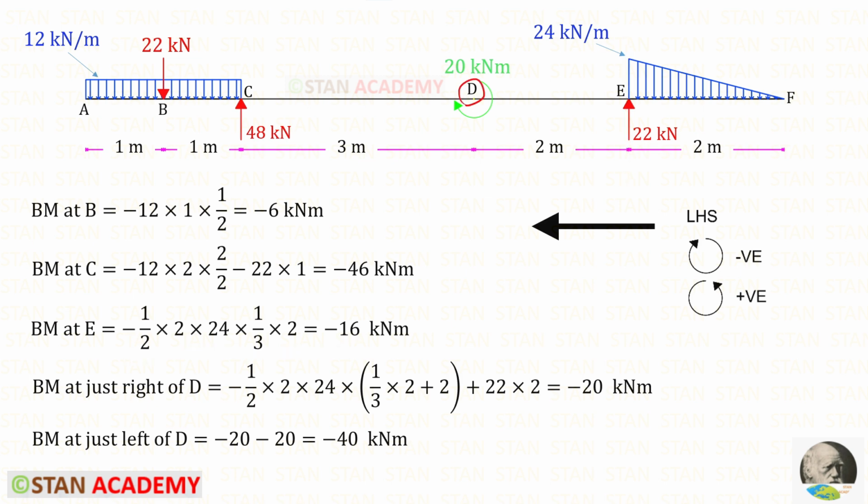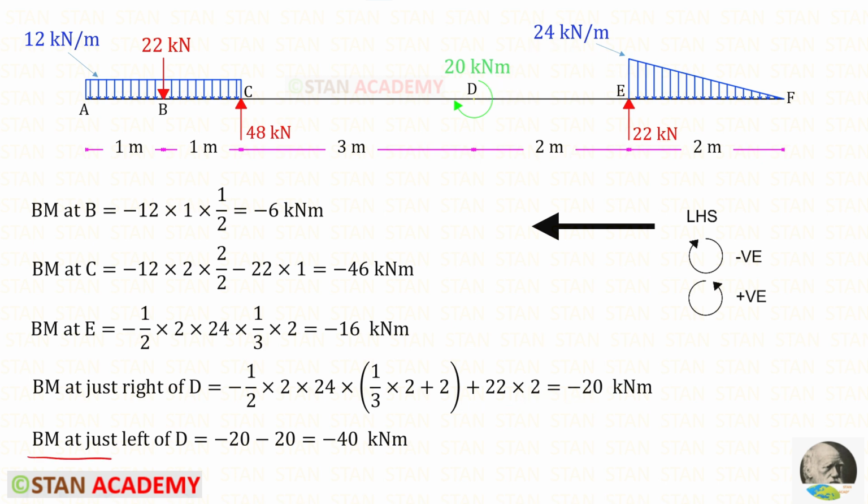At point D, there is a concentrated moment. So we have to find the moment 2 times, at just right of D and at just left of D. First let us find at just right of D. The UVL is acting in the clockwise direction, so negative. This is the area and this is the centroid distance about E. Then we have to add the remaining distance up to D, which is 2. This reaction is acting in the anti-clockwise direction, so positive, and the distance is 2. We will get minus 20.